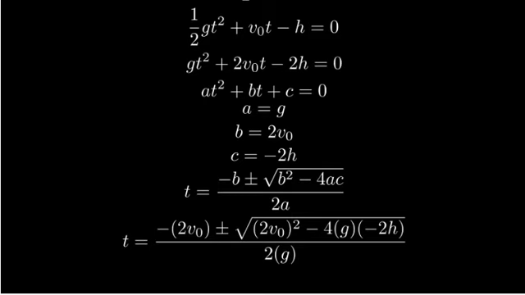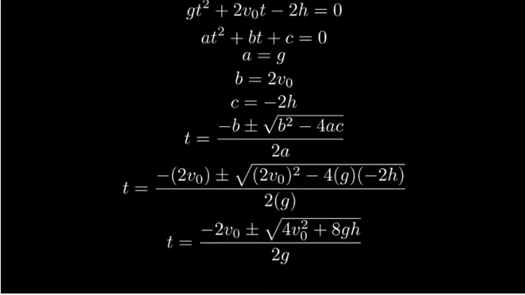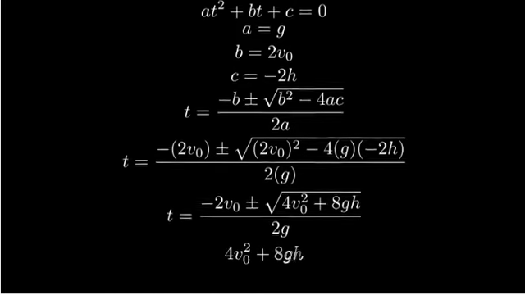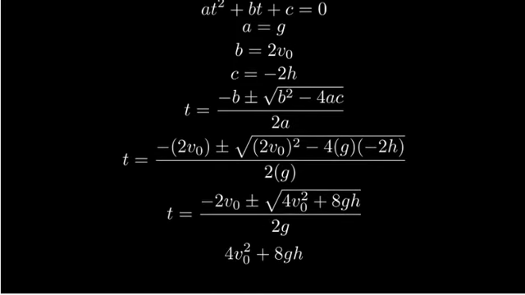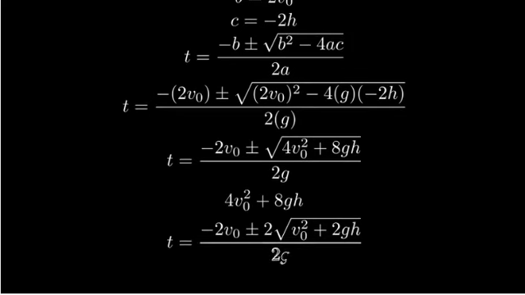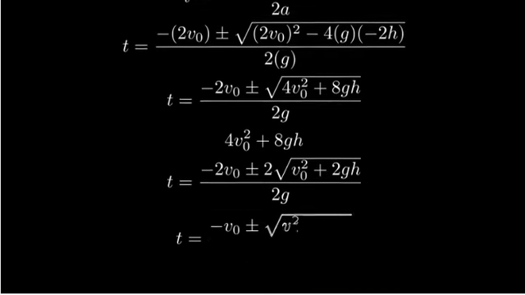Now let's simplify. What's under the square root? 2v0 squared is 4v0 squared. And 4 times g times negative 2h becomes positive 8gh. We can factor out a 2 from under the square root. That gives us 2 times the square root of v0 squared plus 2gh. Finally, we can divide both the numerator and denominator by 2. This gives us our final answer.